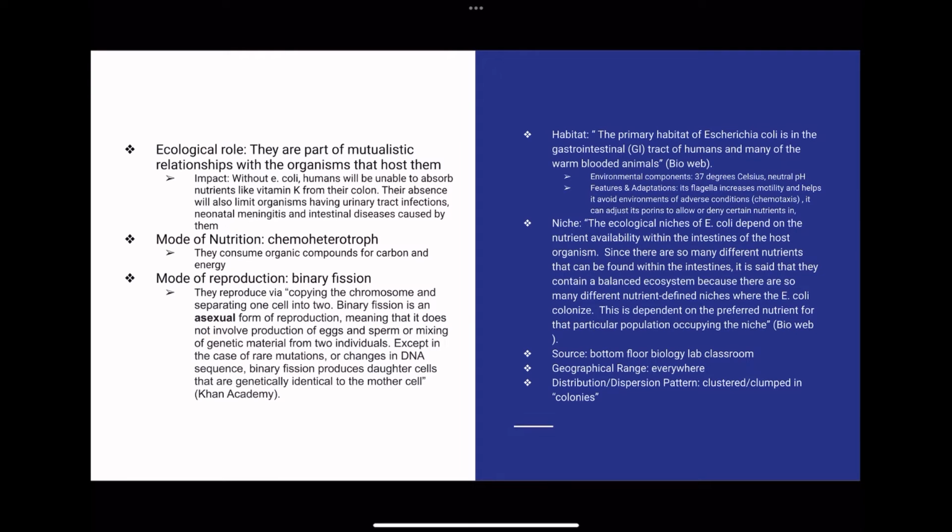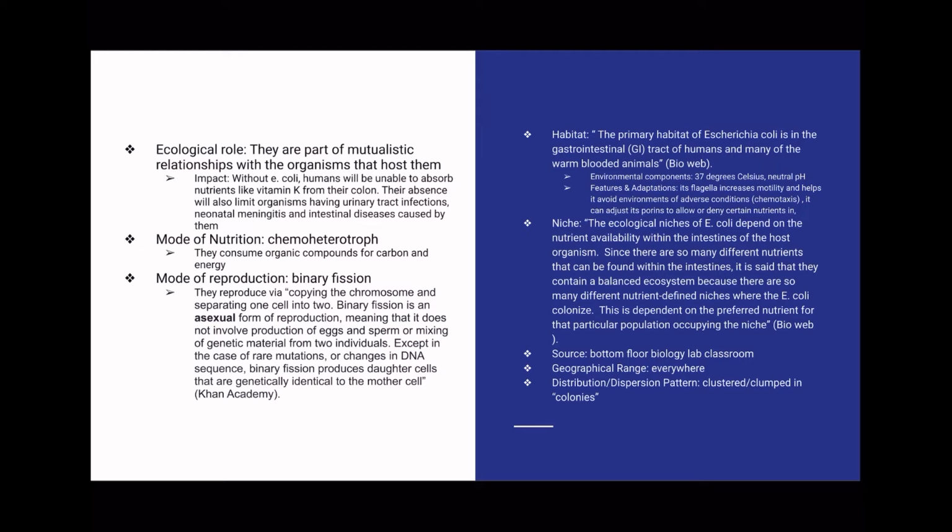E. coli are part of mutualistic relationships with the organisms that host them. Without E. coli, humans would be unable to absorb nutrients like vitamin K from their colon. Their absence would also limit urinary tract infections, neonatal meningitis, and intestinal diseases caused by E. coli. E. coli are chemoheterotrophs, which means they consume organic compounds for carbon and energy.